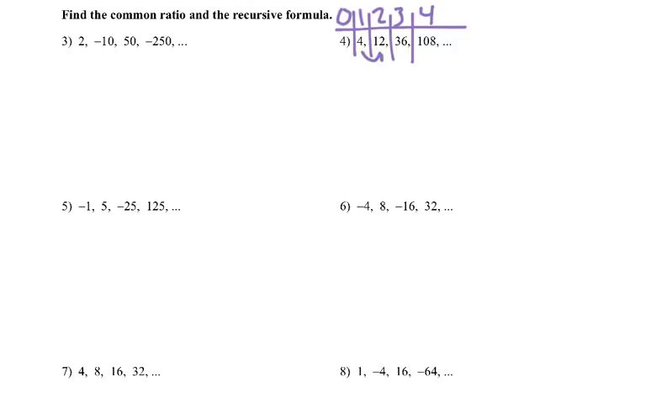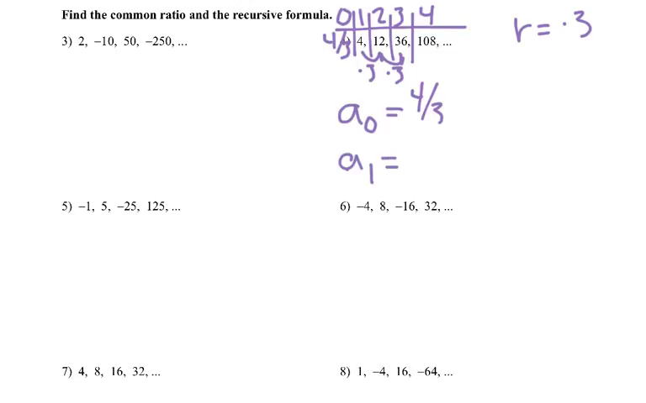So how is this growing? 4 times to 12, then to 36. Hopefully we see we're timesing them by 3. So my common ratio is multiplying by 3. So if I'm going backwards, I would divide by 3, and I'd get 4 divided by 3 for my 0 term. So for my equation, I go a sub 0 equals 4/3. Or I could go a sub 1 equals 4. Both of them work. Then I would go a sub n equals a sub n minus 1. So the next term is equal to the previous term. And what's my pattern? Timesing by 3.